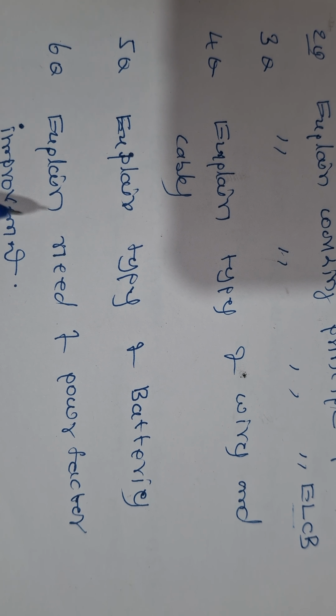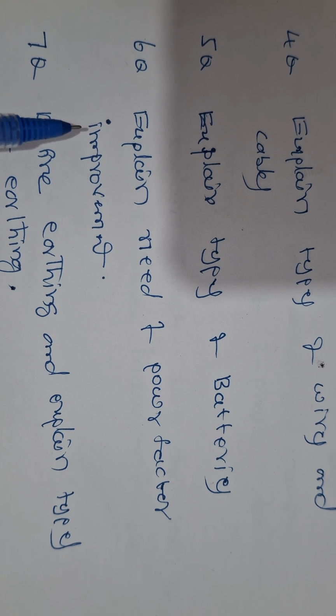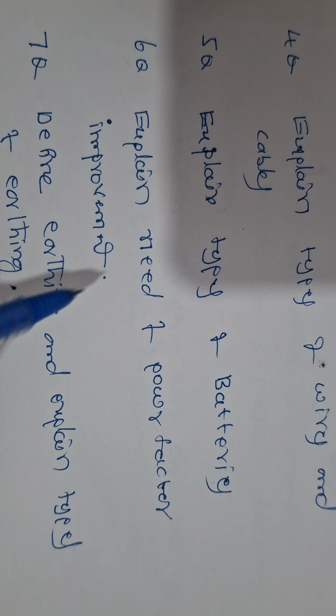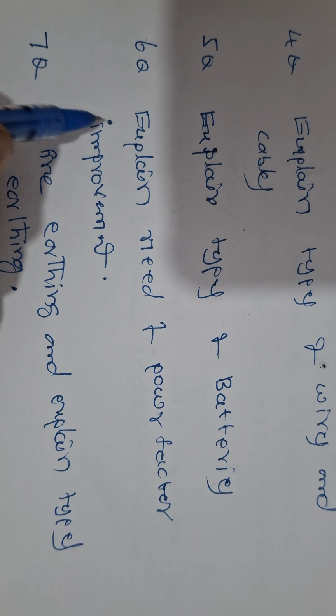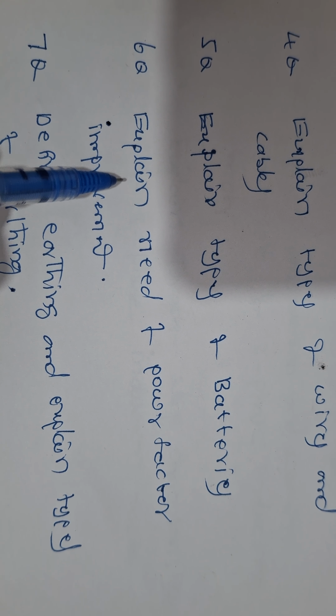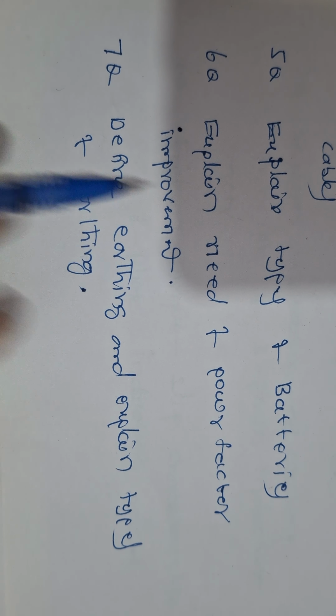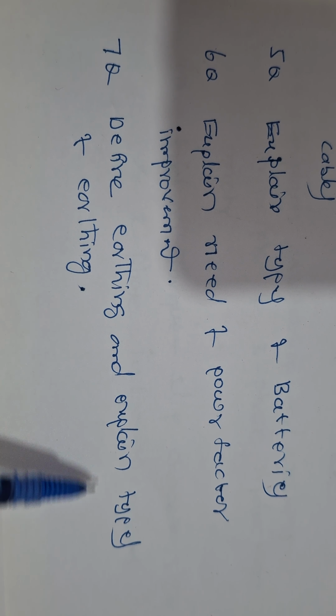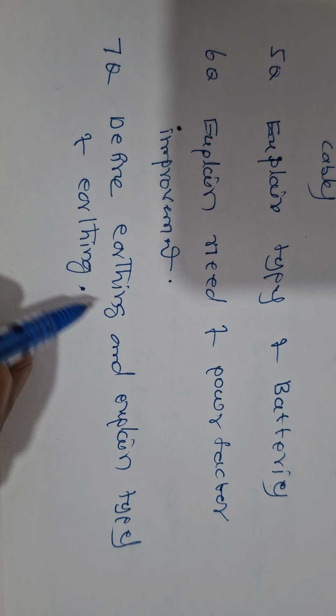And fifth one, explain types of batteries. And sixth one, explain need of power factor improvement. So why do we increase the power factor, and what is the advantage? It's a very important question in the fifth unit. And last one, define earthing and explain types of earthing. This is also an important question.